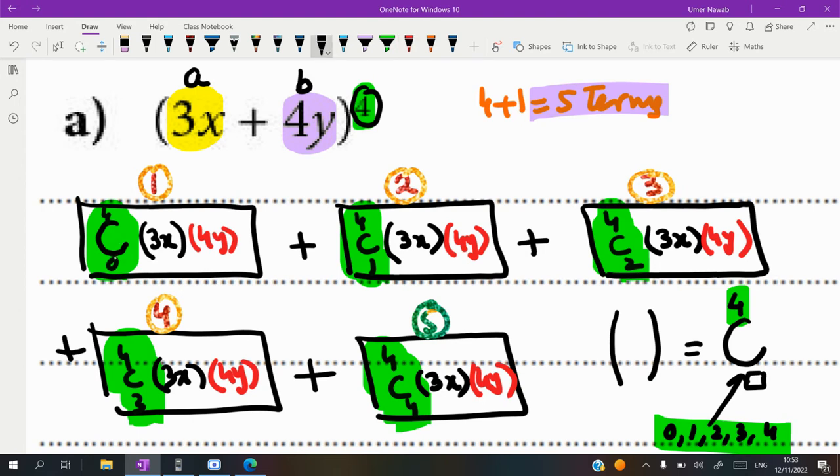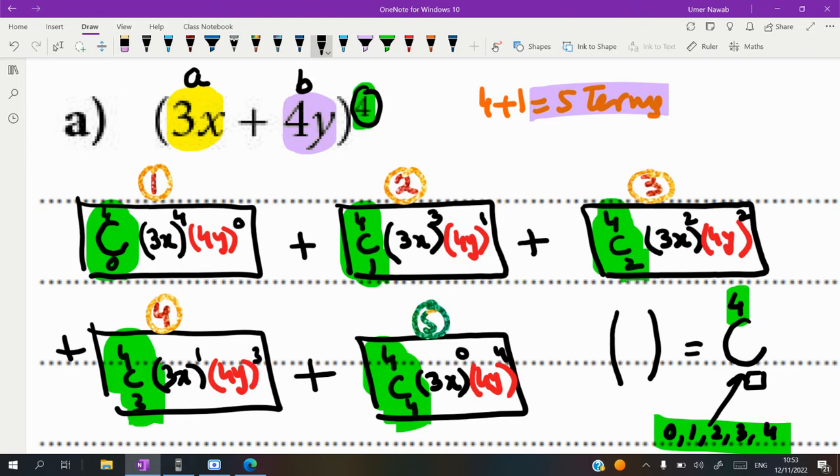Now, what is the power here? 0. So I will write the power 0 here. And then what is here? 1. I write 1. Then 2, I write 2 on the third term as a power, then 3, 4. Now, what would be the power of A? We need to subtract. 4 minus 0 is 4. 4 minus 1 is 3. 4 minus 2 is 2. 4 minus 3 is 1. 4 minus 4 is 0.